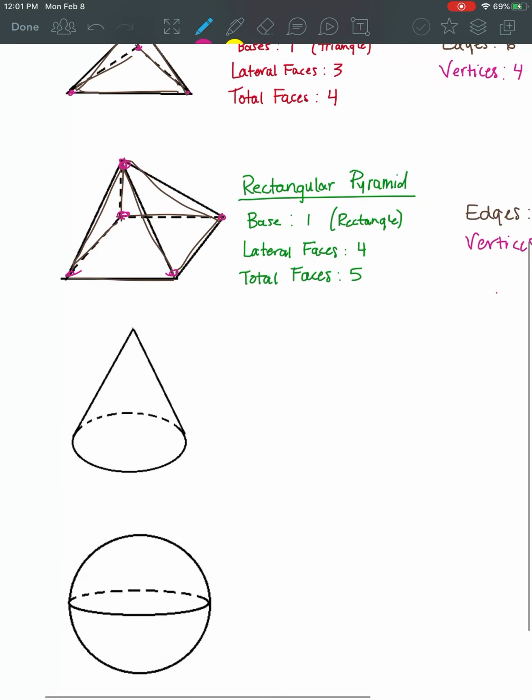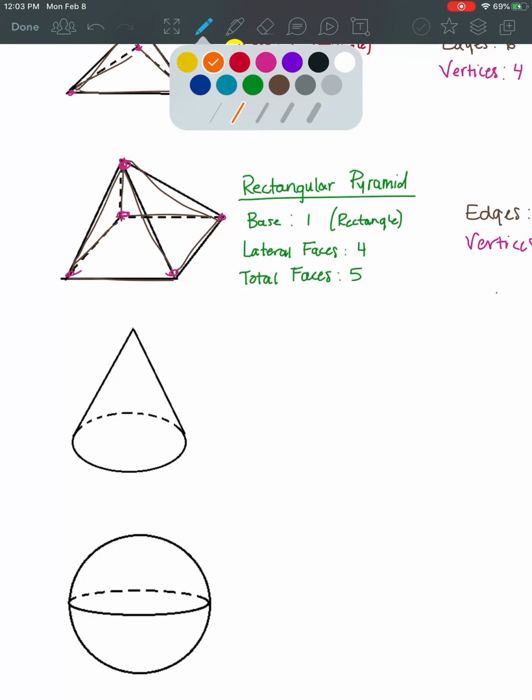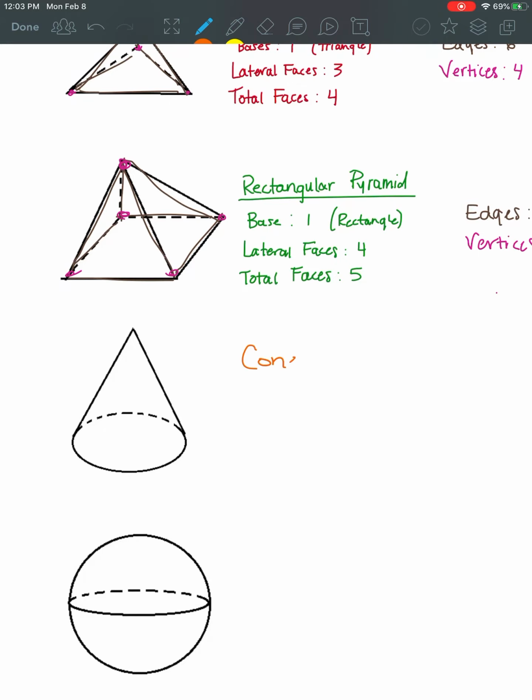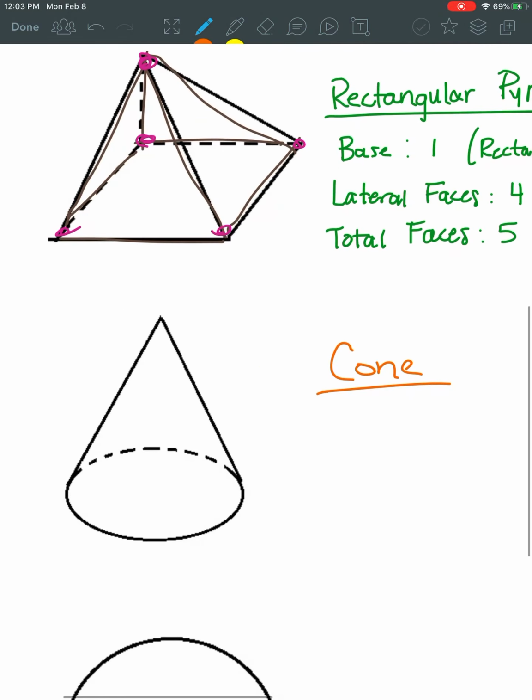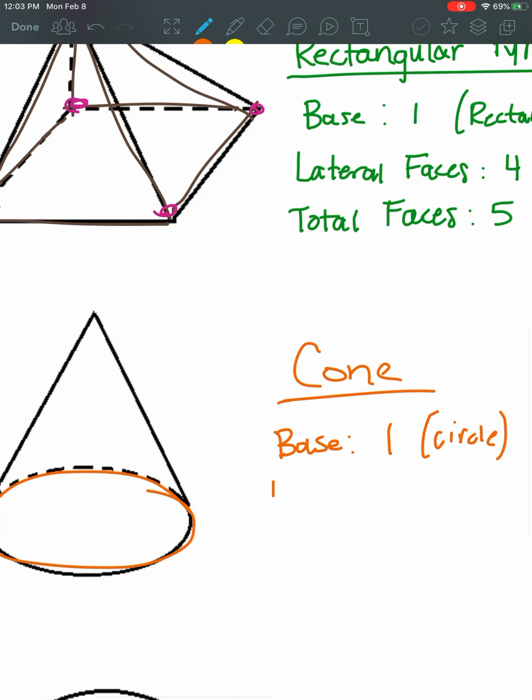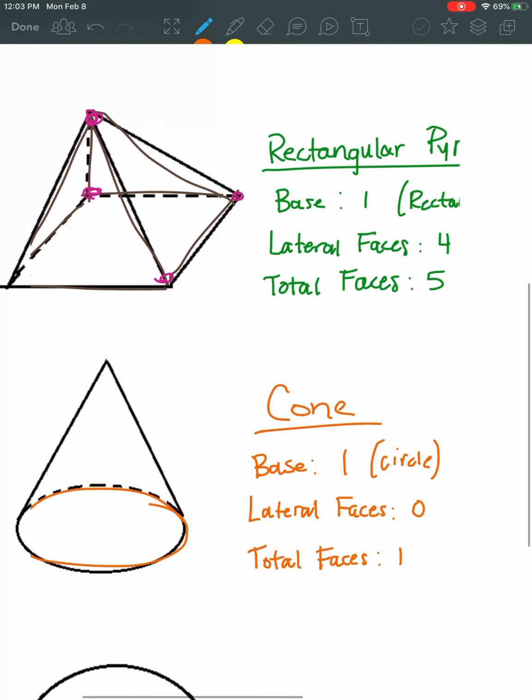Okay, last 2 shapes, we have a sphere and we have a cone. So a cone, think of like a party hat, a traffic cone. It is sitting on its base in this example. A cone, the base is always the circle. Okay, kind of like our cylinder, lateral faces have to be flat surfaces, and that rounded part does not count as a face. So the total faces is just 1, just the 1 circle base.